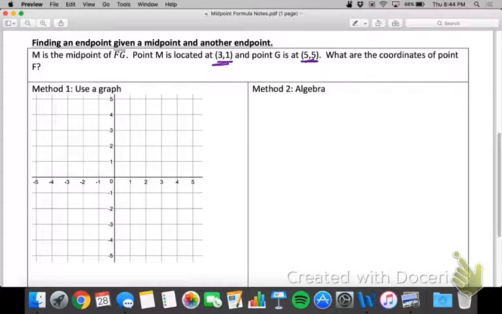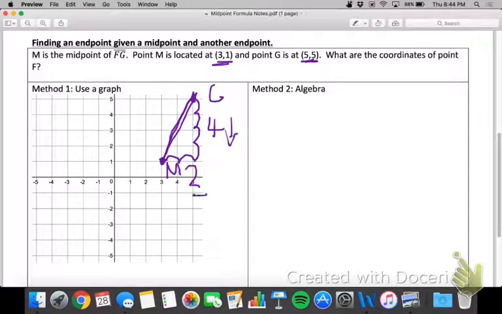I'm going to go over to my graph and graph the point (3, 1). So this is M. And then G is up here at (5, 5). And I know F has to be somewhere down in this general region, because this is G to M, so F should be somewhere down in this area. But we don't know exactly where. The way we can find it is we know that M is halfway. So to get from G to M, I went 1, 2, 3, 4 down, and 1, 2 over. So 4 down, and 2 to the left.